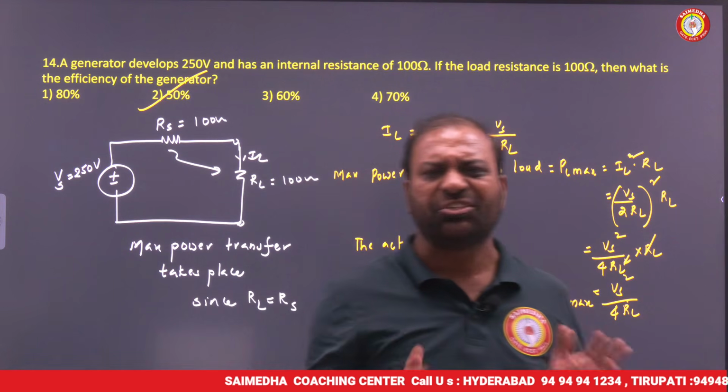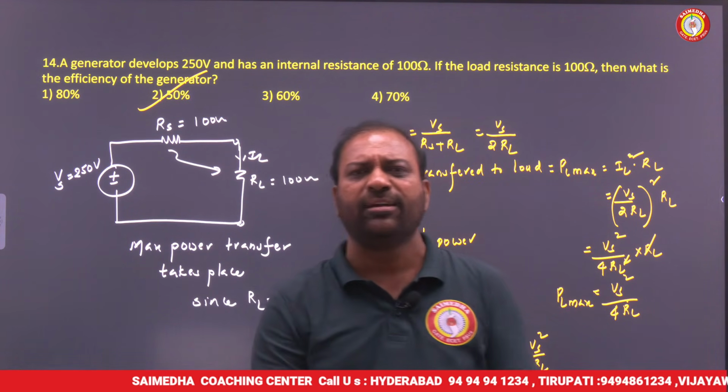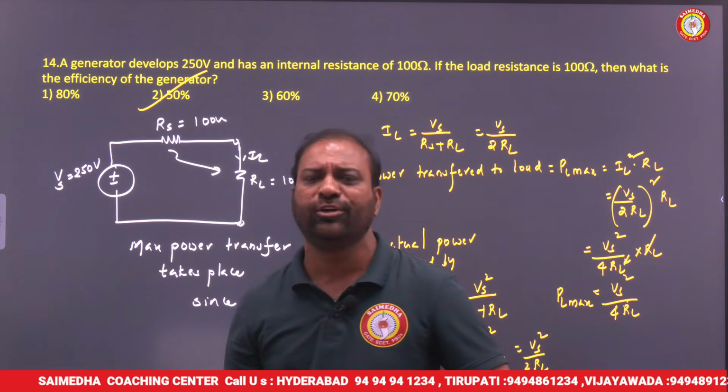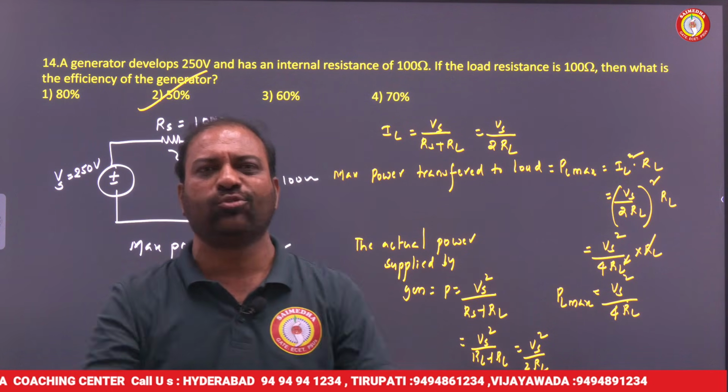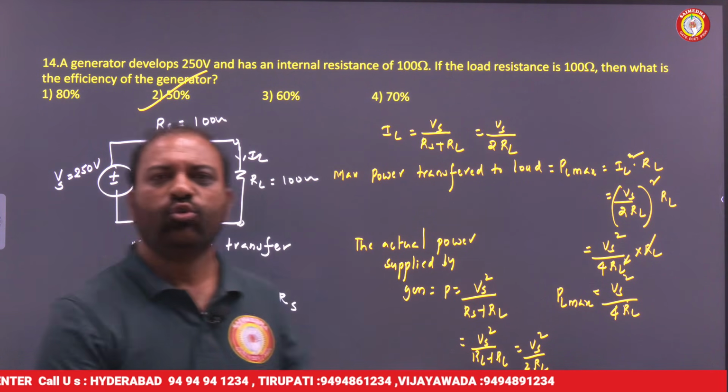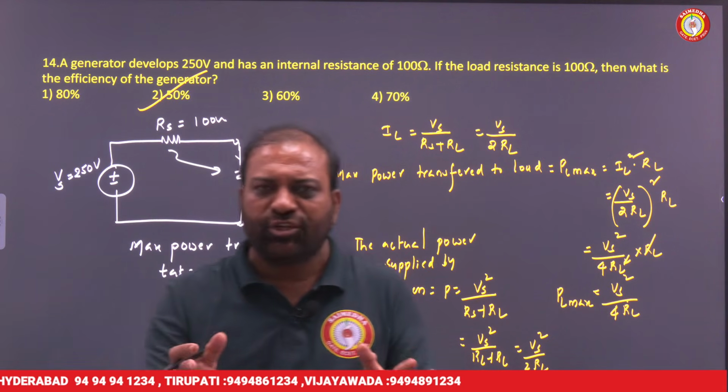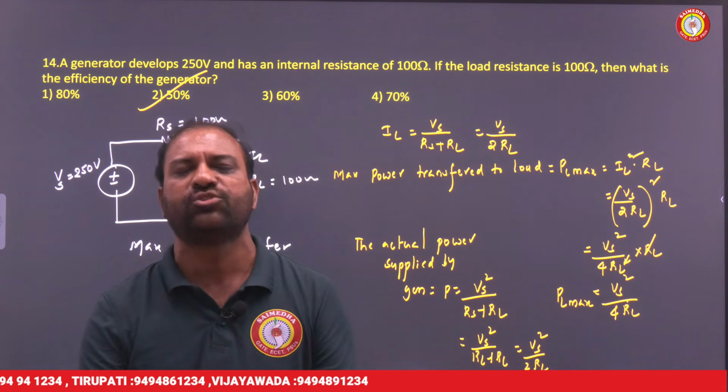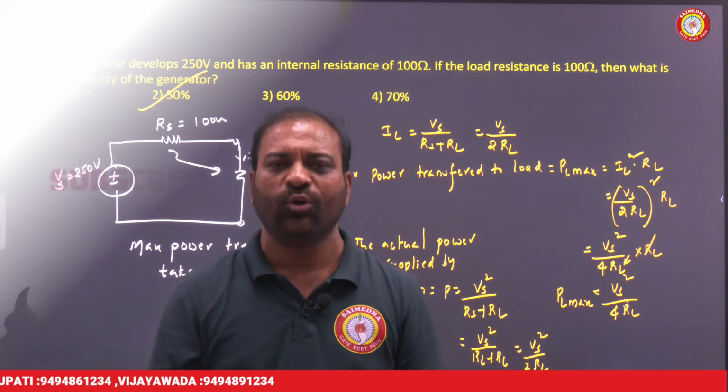My friends, he just converted the basic statement of the maximum power transfer theorem into a question. So please try to remember this statement so that there is no need to solve this question. The efficiency of the maximum power transfer theorem is always 50% only. That's it.